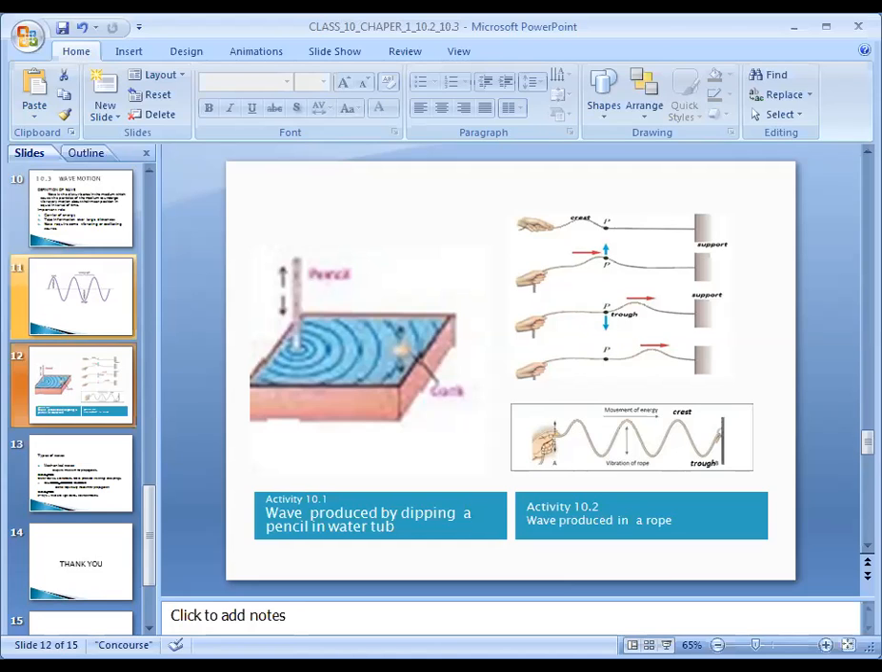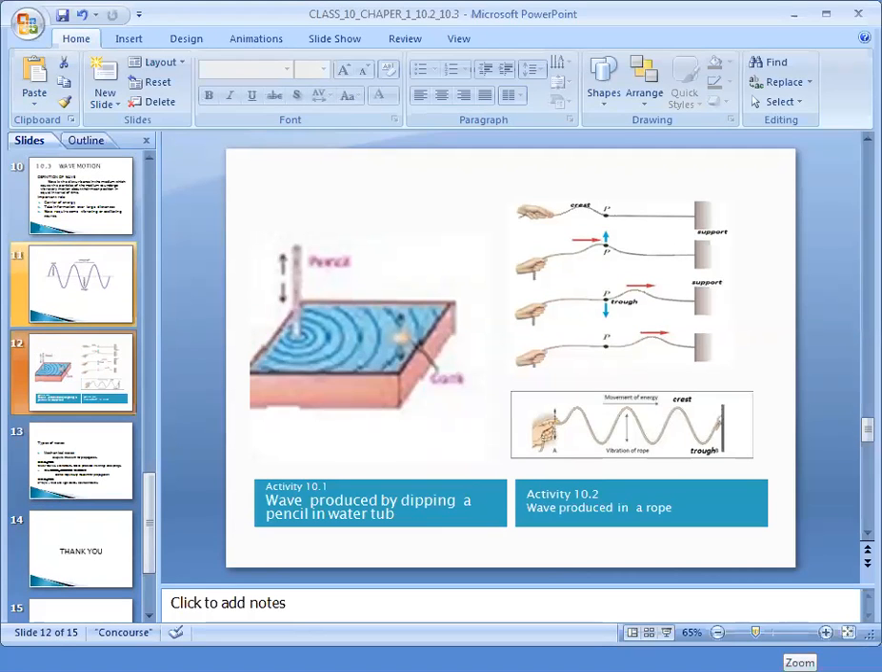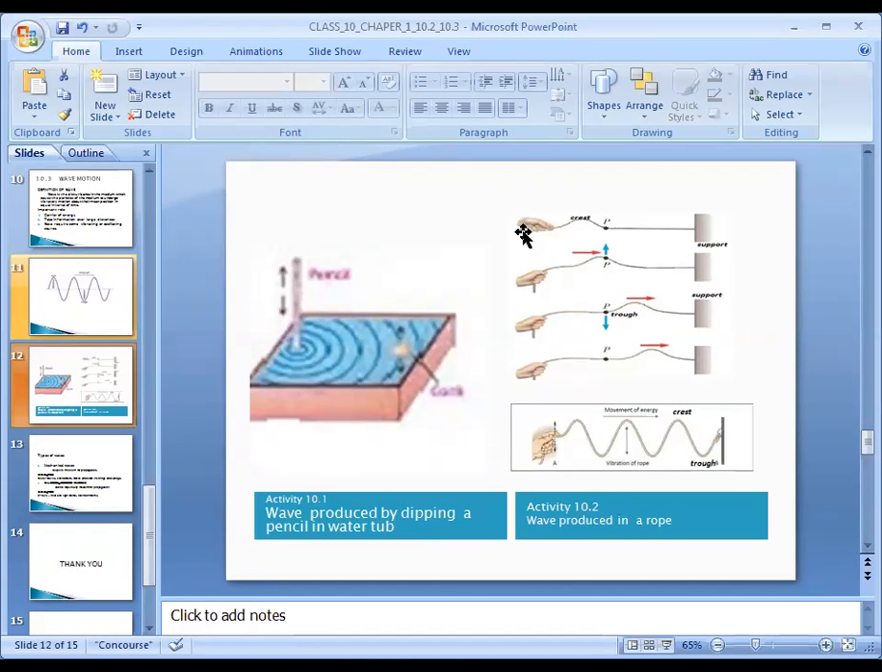Right. So take a rope and mark a point P on it. Tie one end of the rope to a support and stretch the rope by holding its other end. I'm holding this with one hand, and the other end is fixed. Now flipping the rope up and down regularly will set up a wave in the rope which will travel towards the fixed end.